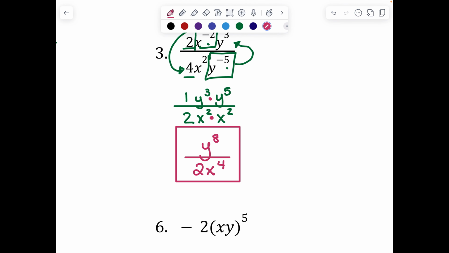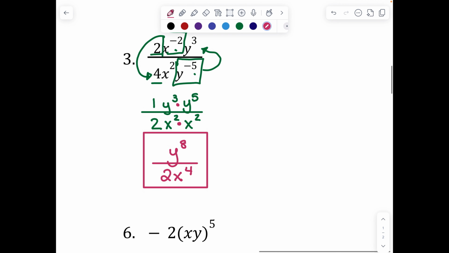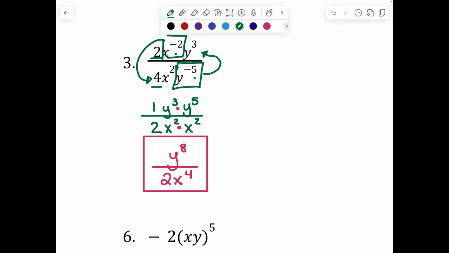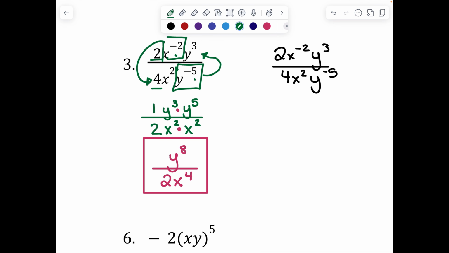We can also think of it as another way of subtracting if you'd like, so I can show you guys that. So if I'm just thinking of 2x to the negative second, y to the third, over 4x squared, y to the negative fifth. So if I just want to think about subtracting, I'm going to say x to the negative 2 minus 2, right? Because in division, we subtract our exponents.